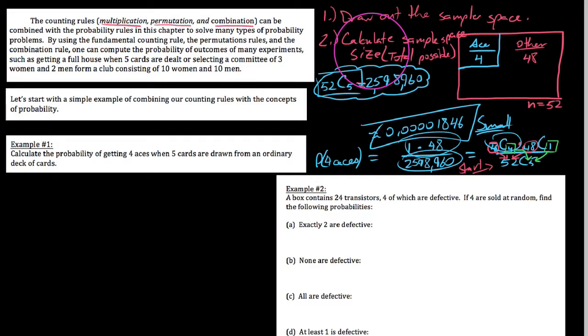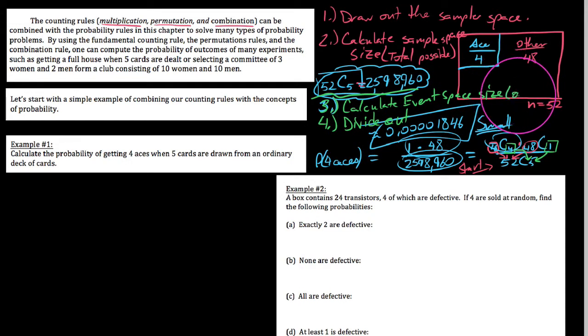So you see this scheme a lot. We say calculate the sample space. We did that in step 2. Step 3 should have been calculate event space size, and then step 4 was just divide out. As far as calculating the event space size, we say 1 category at a time. What I mean by that is we went through each box up here in the Venn diagram. We said, okay, of the 4 aces, how many do I want? Of the 48 other ones, how many do I want?